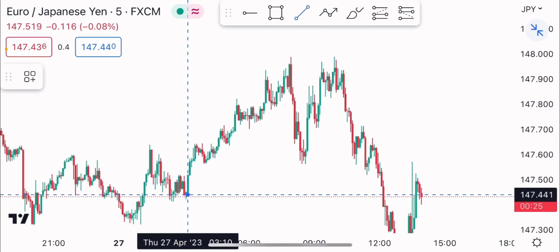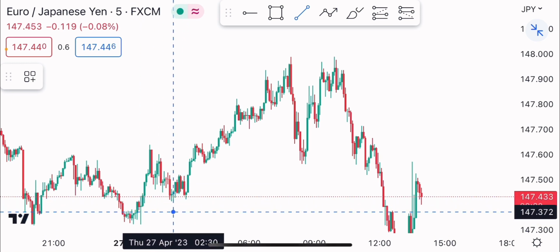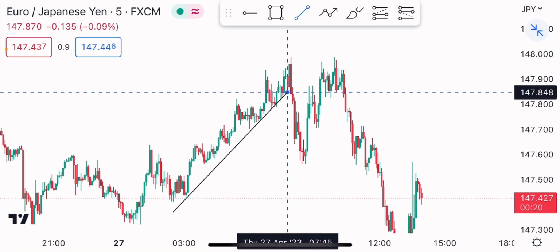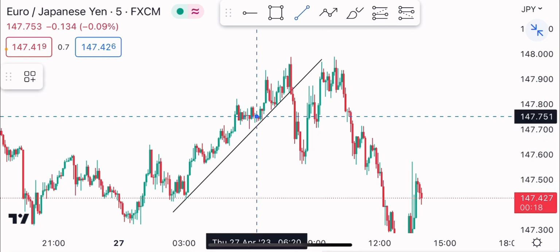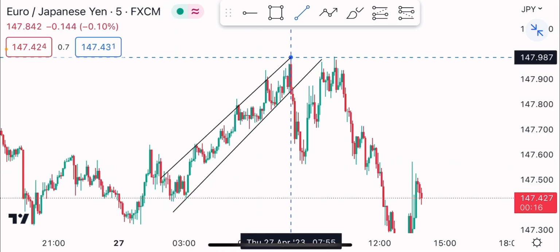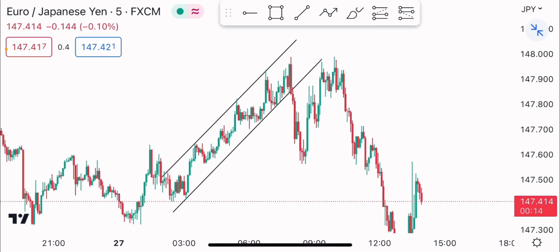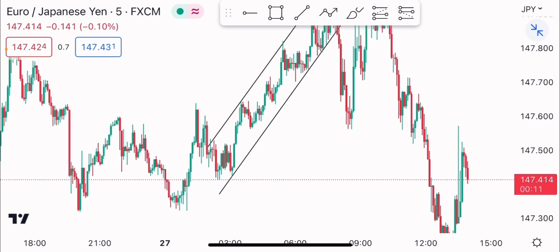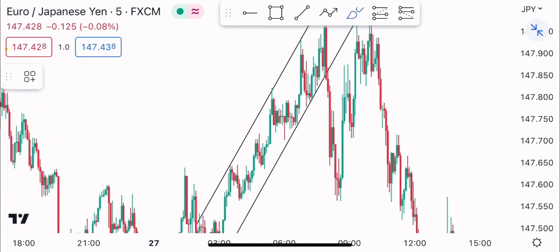As you can see at this level, the market is pushing to the upside. You can see the market is moving in an uptrend at this point. So basically, we're looking out for buy opportunities. We're looking out for the market to give us a break and retest of levels. So let's identify those levels.